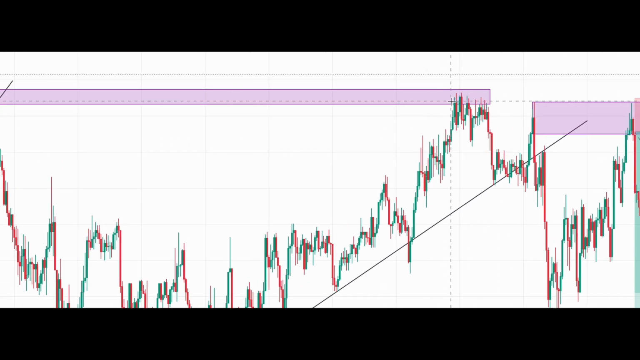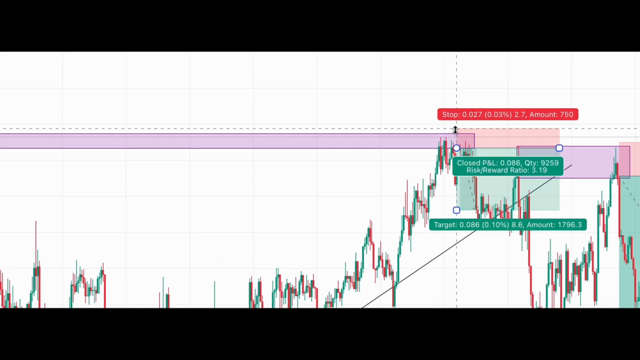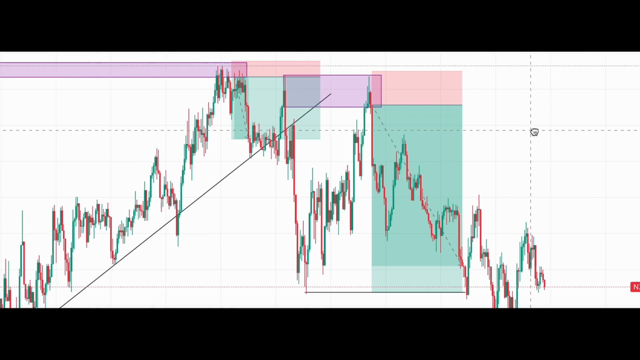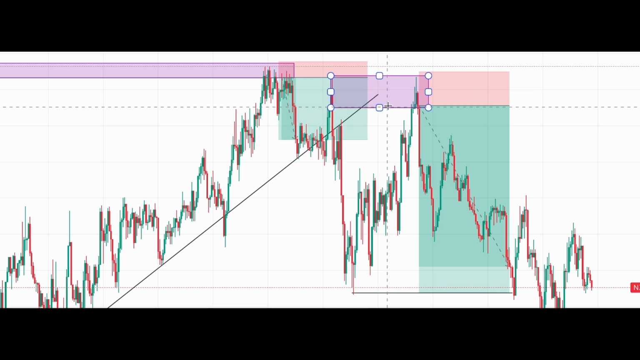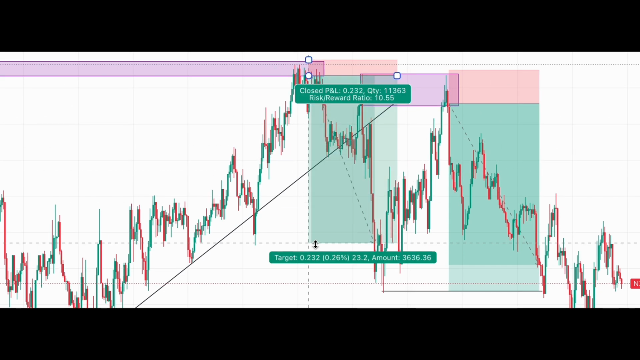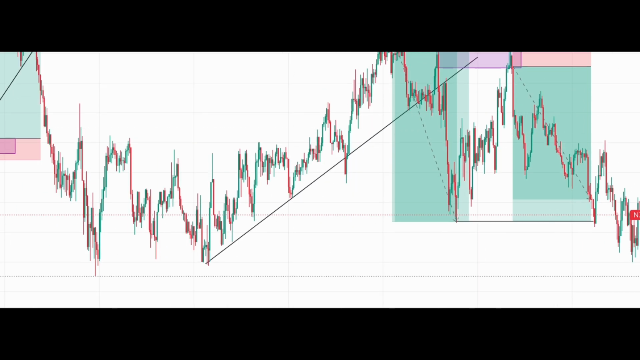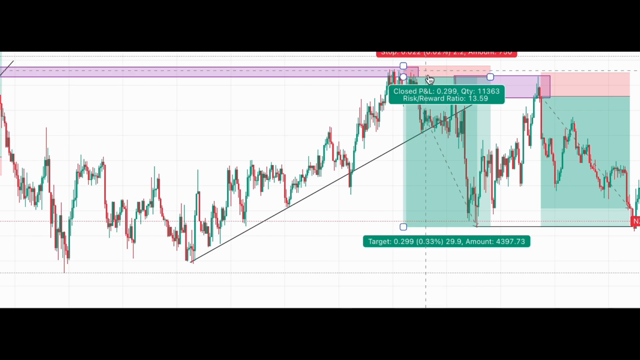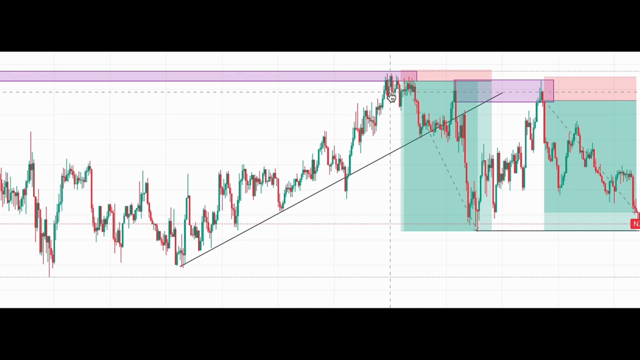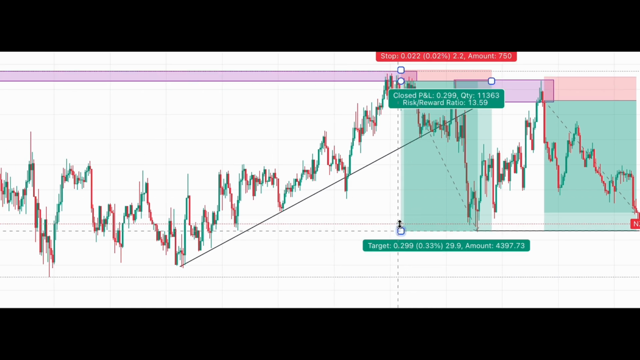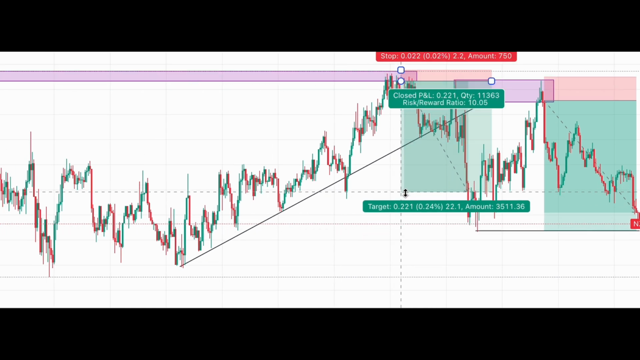So even if you miss the entry from this area, then yes, there is another new opportunity for you again at this area. As we can see, this ran quite a lot, but of course we can't get all the way down. For this short, personally I just aim for this target.